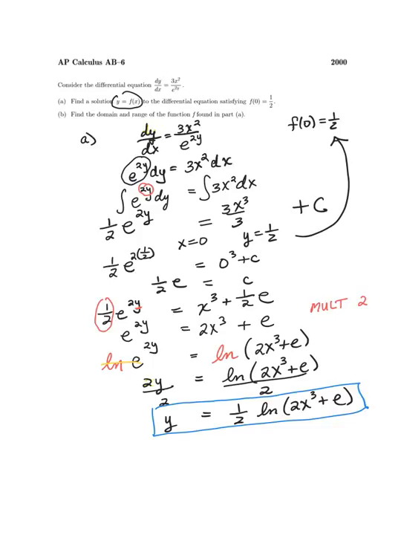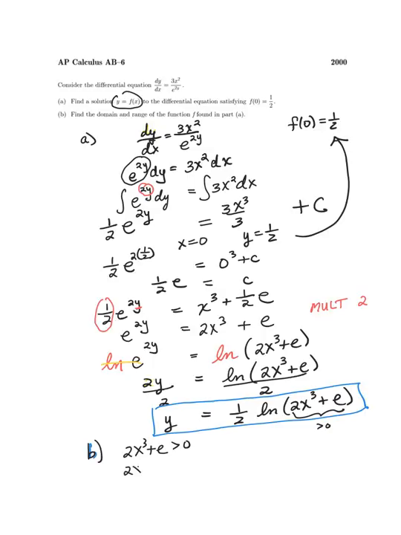Now, part B says, find the domain and range of the function found in part A. Well, we have to realize that the domain of a log function, this piece, has to be greater than 0, and it can't equal 0. So we set 2x cubed plus e greater than 0, and we solve.